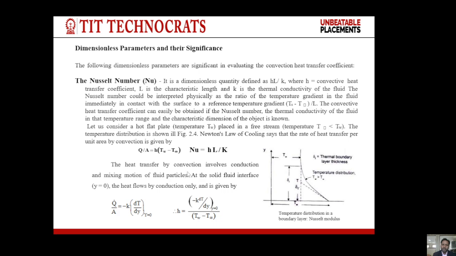Heat transfer by convection involves conduction and mixing motion of fluid particles. How? Because the fluid in immediate contact with the solid surface will have the conduction mode of heat transfer, while the fluid away from the solid surface will transfer heat due to convection. So the heat transfer coefficient will be calculated by using this formula, that is minus k dT upon dy upon (Tw minus T infinity).